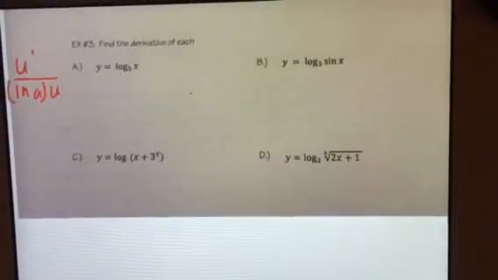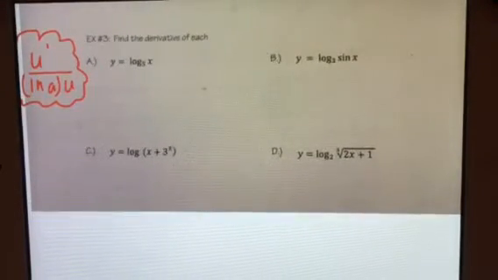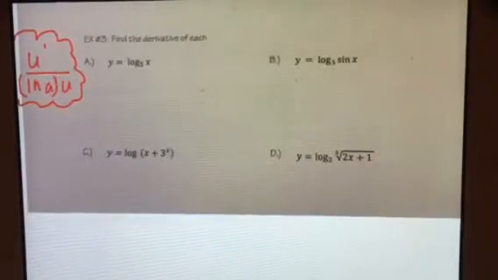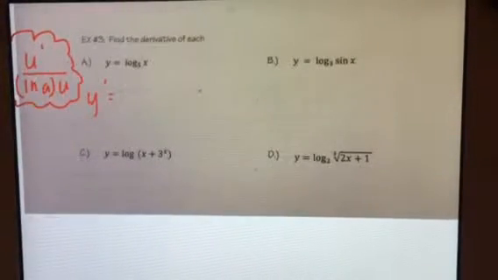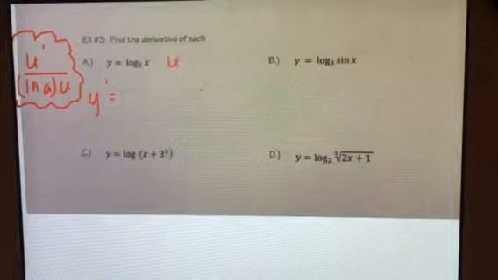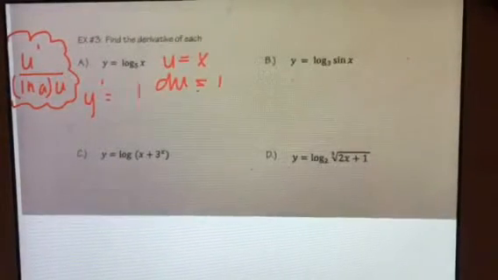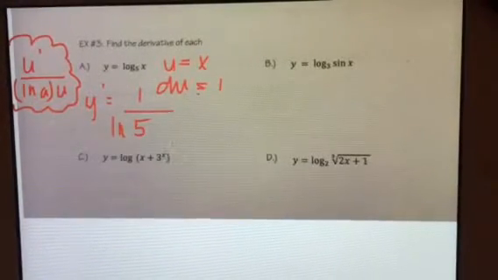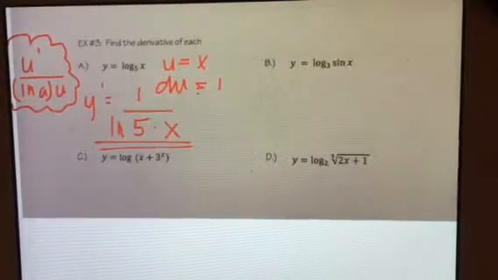For example 3, we will be using this rule right here, which states u prime over ln of a times u, and this is how we're going to find the derivatives of log functions. So for example a, the derivative would be the derivative of u, which is x, and the derivative of x is 1, so we have 1 over ln of 5 times x, which was our u, and that's our derivative.